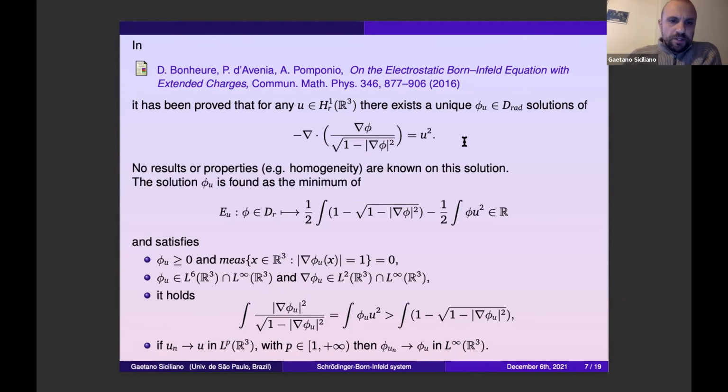For example, it is positive, and the set where the gradient is equal to 1, which is not so good for us, has measure 0. So the function is in some L^p spaces. There are also some properties and inequalities that, of course, are used along the proofs. There is also a nice convergence result: convergence in L^p of u gives convergence in L^infinity of the unique solution. So in the supremum norm, which is always something good.